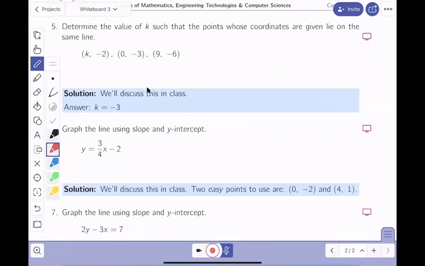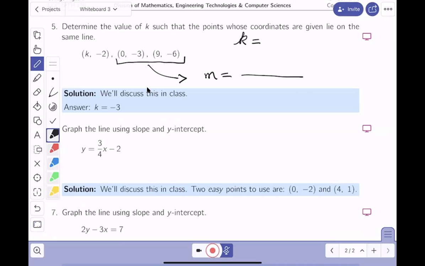Well, they say determine the value of K. So I'm going to say, if we're going to determine the value of K, K would have to equal something. I don't know what it equals though. So it's to determine the value of K such that the points whose coordinates are given lie in the same line. Well, if the points lie in the same line, they must have the same slope. So what I want to do is I want to get the slope between these 2 points. Now, someone says, why are you picking those 2 points? They have numbers in it. So what's M going to be?